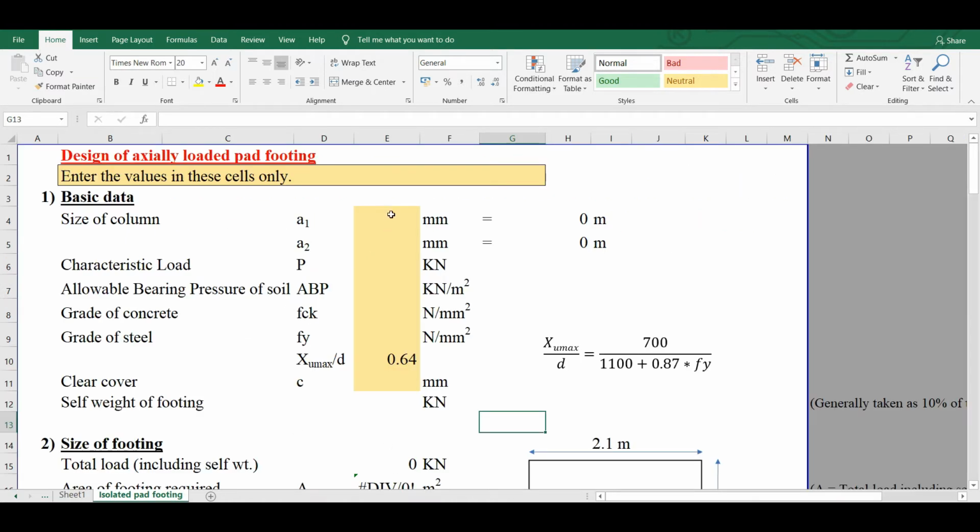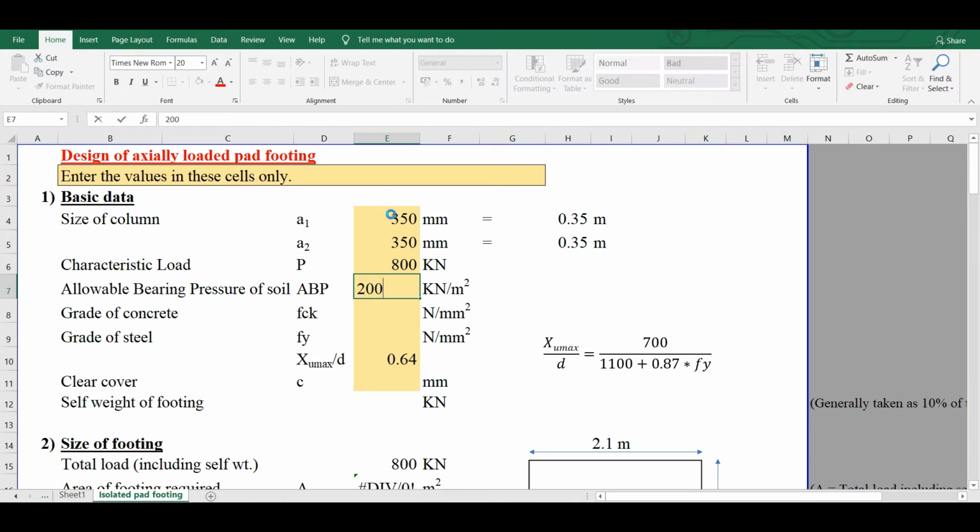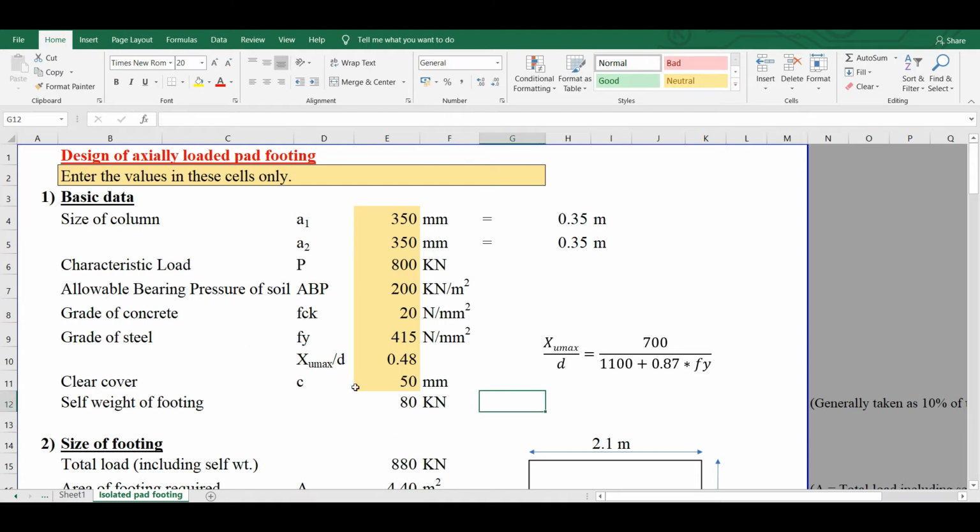So here the size of the column is 350 mm by 350 mm. The load is 800 kN. The allowable bearing pressure of soil is 200. fck is 20. fy is 415. And I am assuming the clear cover as 50 mm. Now initially we don't know the self weight of the footing, so we will assume that the self weight of the footing will be equal to 10% of the column load. So 0.10 times 800. So the self weight of the footing is 80 kN.